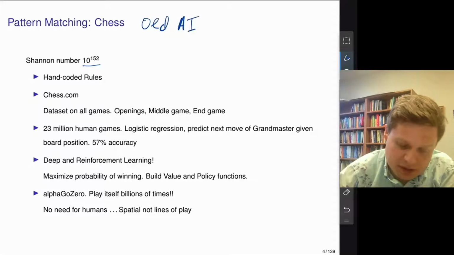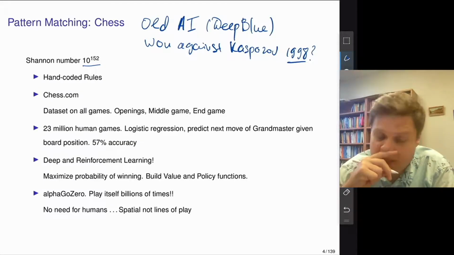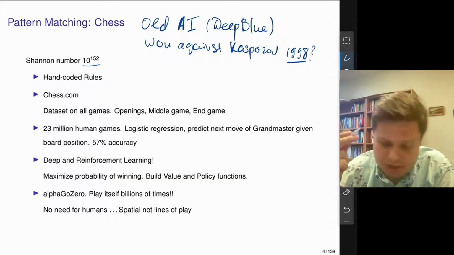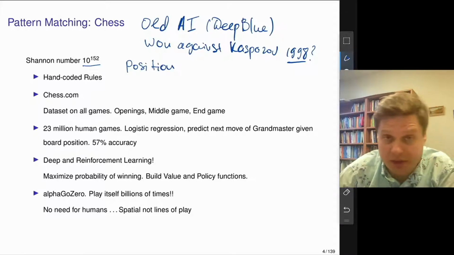if you remember this Deep Blue machine, the machine that won against Kasparov, I think it was 1998 or 1999, you'll have to check. This machine used what is called a tree search. Tree search means you have a position on the board, and the machine has to make a move.